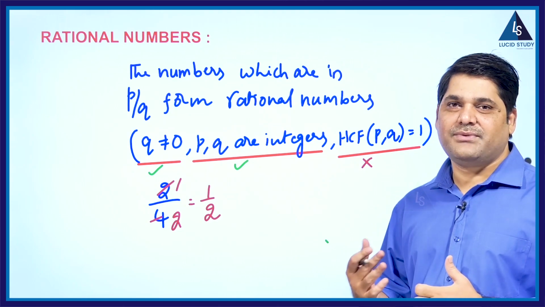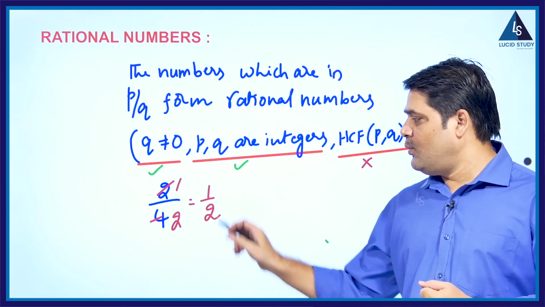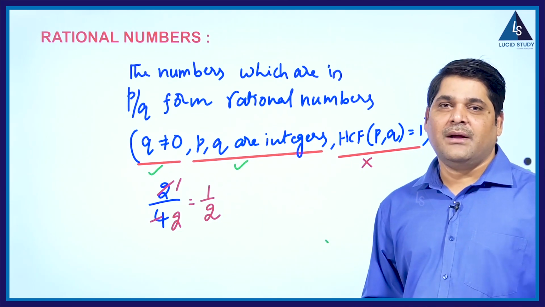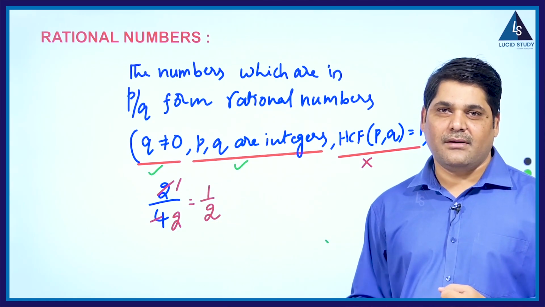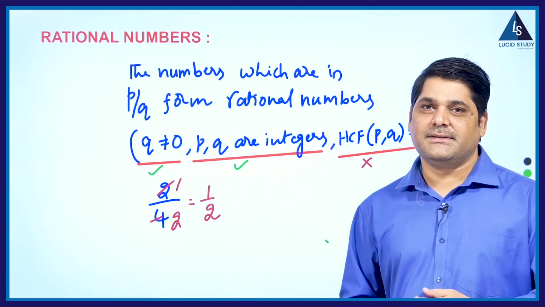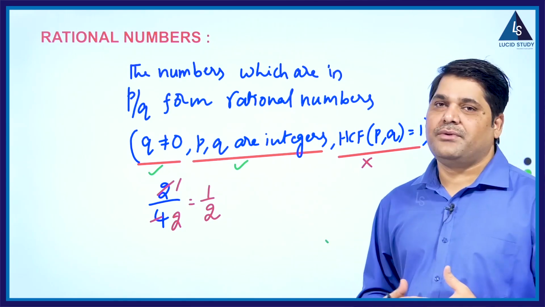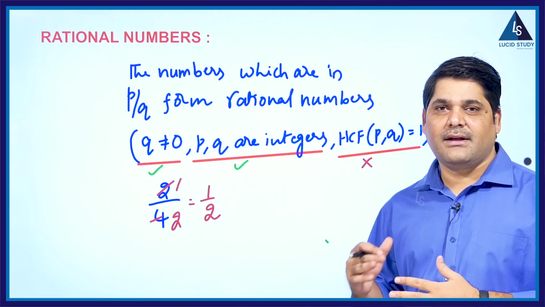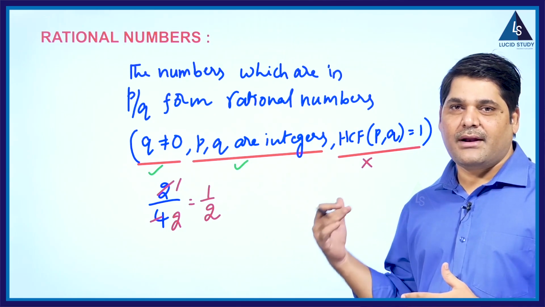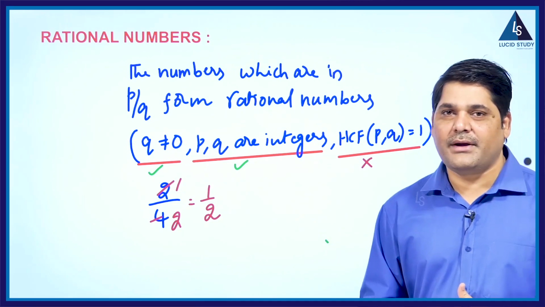Fraction is different, rational number is different. 1 by 2 you can call a fraction, and 2 by 4 is also a fraction, but 2 by 4 is not a rational number. Observe the difference, right children? So this is the simple definition of rational numbers. Already you have had an introduction to rational numbers in 8th class. Again we are introducing it in depth. Okay children.